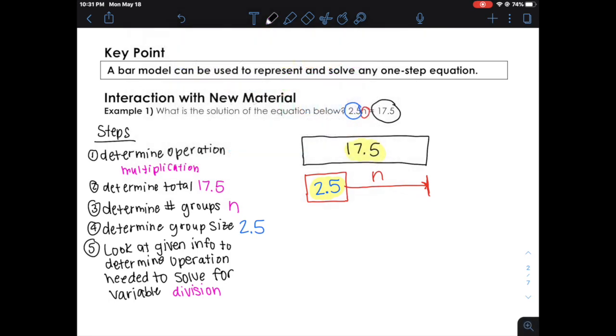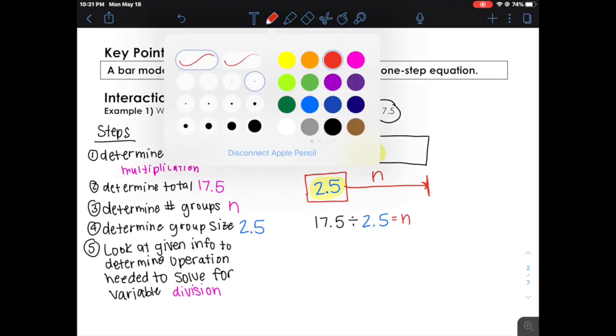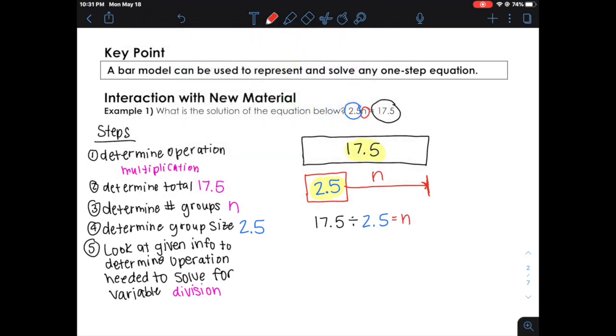All right, so I'm going to take my total, 17.5, and I'm going to divide it by my group size, 2.5. Okay, I am going to plug this one into the calculator just because this isn't a lesson on decimal operations, and it's okay if you use a calculator as well. So when you plug in 17.5 divided by 2.5, you get 7. So n is going to equal 7.